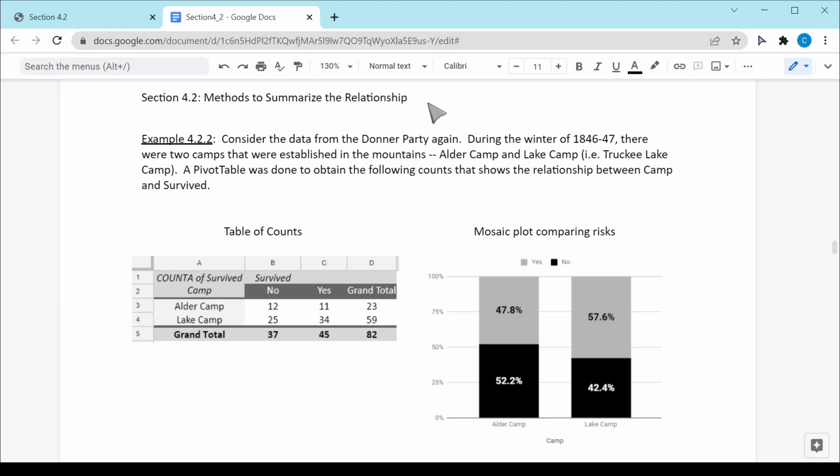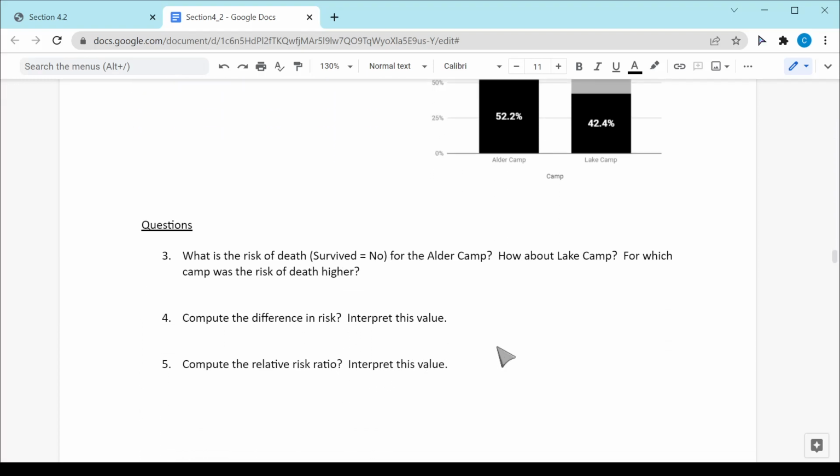So in section 4.2, we were considering different measures to summarize the relationship that we have in these 2x2 tables, or in these mosaic plots that we've been creating. So here we have, again, information from the Donner Party and whether or not they survived. So that is my primary response here. No, they did not survive, or yes, they did. And then I'm making comparisons across two different camps here, Alder camp on the left and Lake camp on the right. So let's go ahead and consider our questions here.